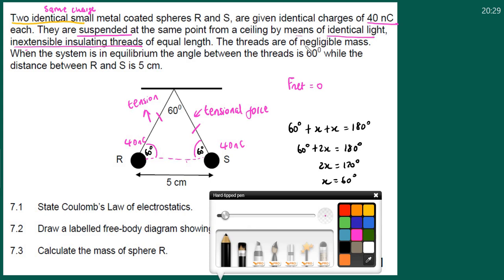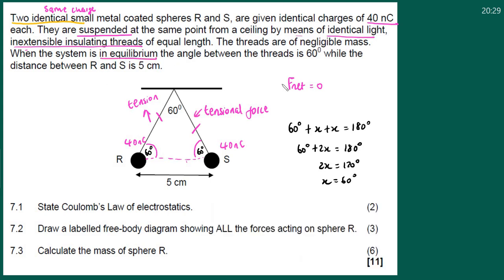The threads are of negligible mass, meaning that they have no mass. When the system is in equilibrium, again F net is 0. The angle between the threads is 60 degrees, which is this one, while the distance between R and S is 5 centimeters. We don't work in centimeters, we work in meters, so immediately you divide by 100. That is going to give you 0.05 meters. Then you're okay.